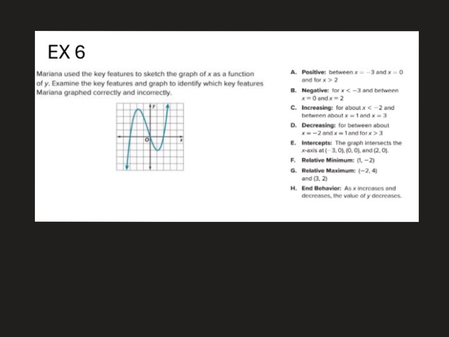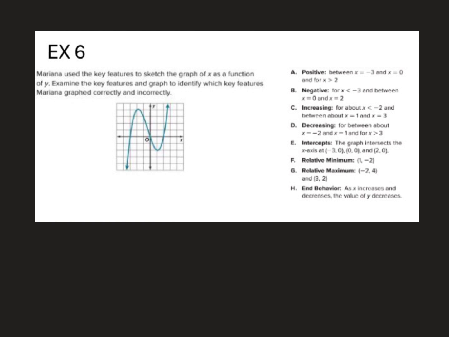And I don't know why this is so blurry. I apologize for that. It says Mariana used the key features to sketch the graph of x as a function of y. Examine the key features in the graph to identify which features Mariana graphed correctly and which ones she graphed incorrectly. So let's read those key features and see which ones are correct or incorrect.